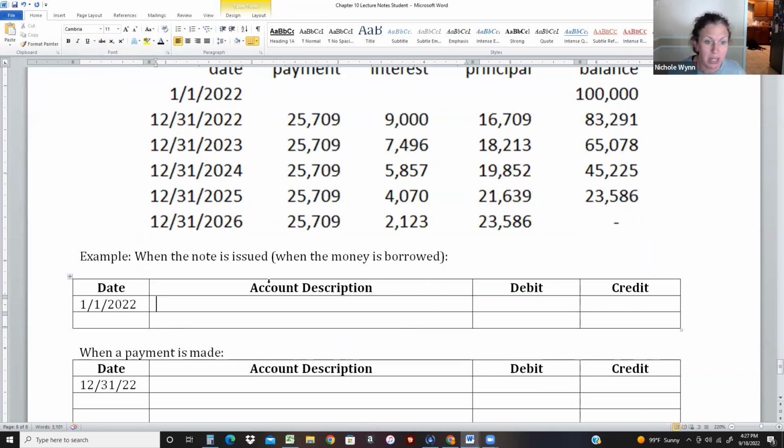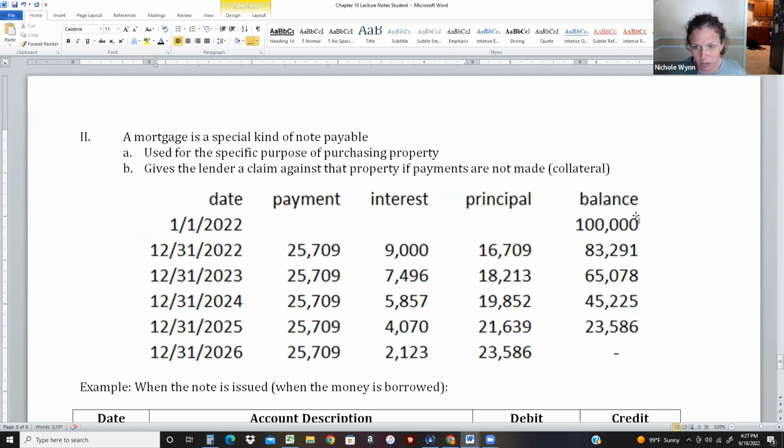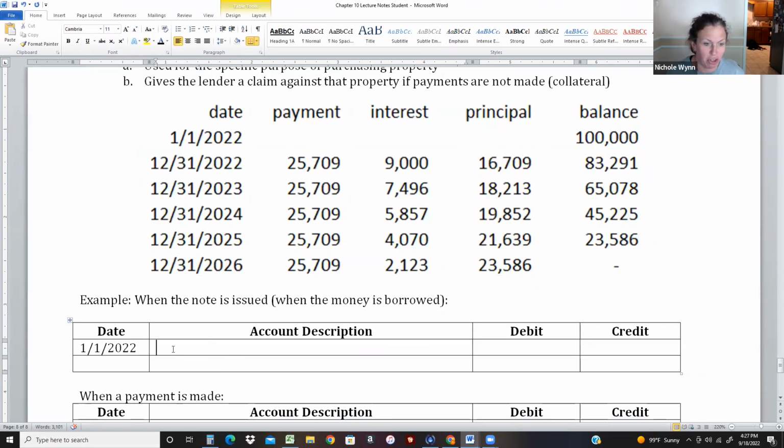When we get the loan, in this case, I'm just saying we're borrowing $100,000 cash. So we are going to debit cash for $100,000, and we are going to credit notes payable because we're borrowing $100,000. Okay. And if this was land, if you bought land and you got a loan, then you would debit land instead of cash, but it's fine.